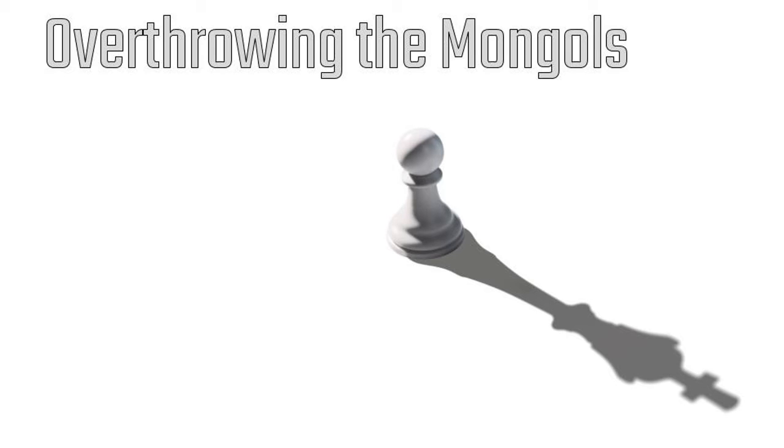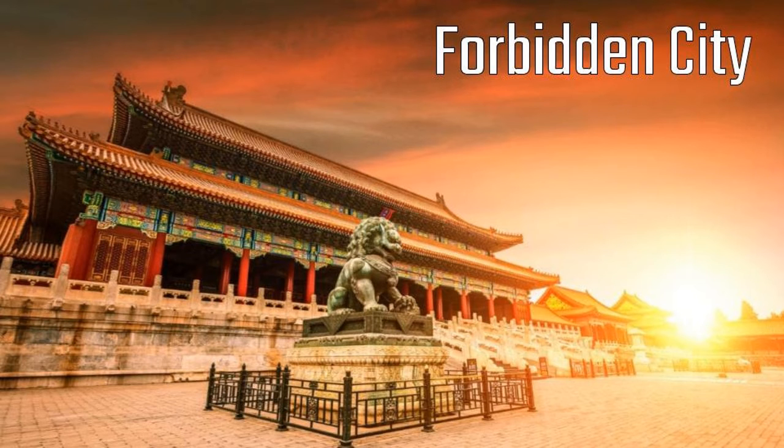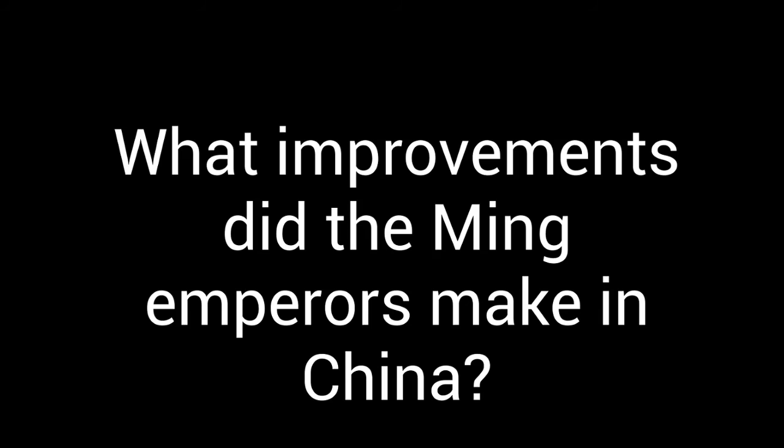Yongle was a strong, capable leader. The Ming dynasty reached the height of its power under his rule. Yongle built a new capital city at Beijing. A large group of palaces and temples stood at the center of the city. These buildings were surrounded by 35-foot-high walls. Commoners and foreigners were not allowed to enter this area. As a result, this group of buildings became known as the Forbidden City. Now, you guys think about this: what improvements did the Ming emperors make in China?